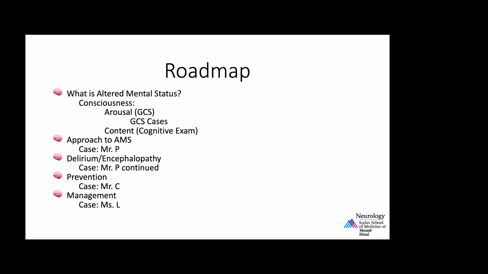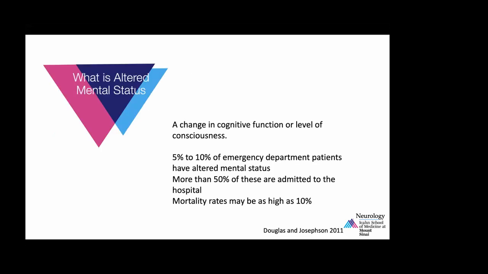And we have cases sprinkled throughout. So we'll talk about an approach to altered mental status. We'll talk about delirium. We'll talk about prevention and management. Okay, so just what is altered mental status? And again, it's a pretty broad topic, but it's broadly a change in cognitive function or level of consciousness. And we'll talk about each of those in more depth.